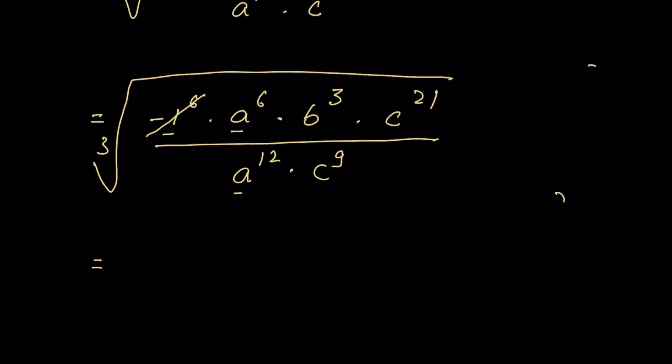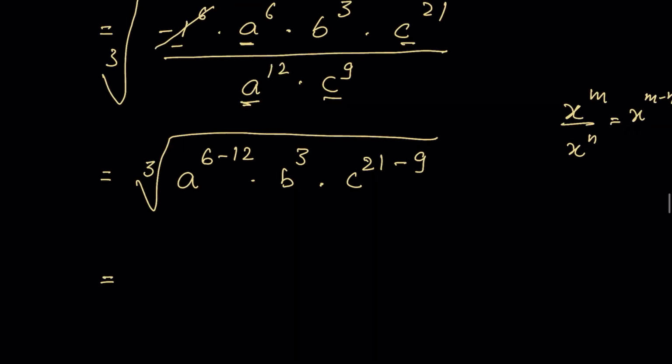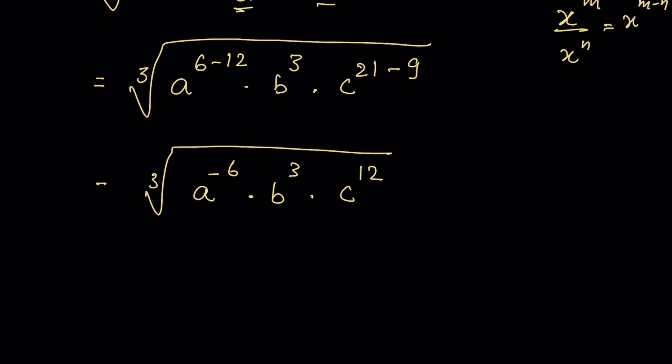Using the law of the exponent, x to the power m upon x to the power n equals x to the power m minus n. So here bases are the same, that means it will be a to the power 6 minus 12, then times b to the power 3, then times c to the power, again both the bases are the same, 21 minus 9, under cube root, or a to the power minus 6 times b to the power 3 times c to the power 12 under cube root. Now this minus in the negative exponent, what does this mean?